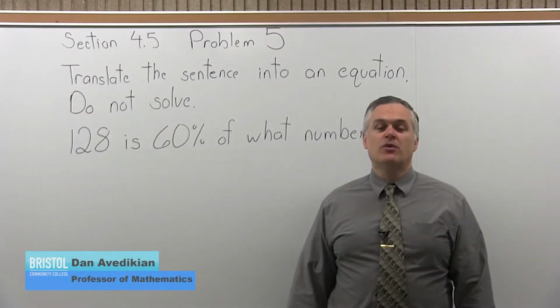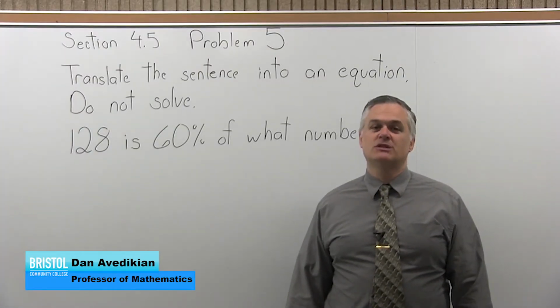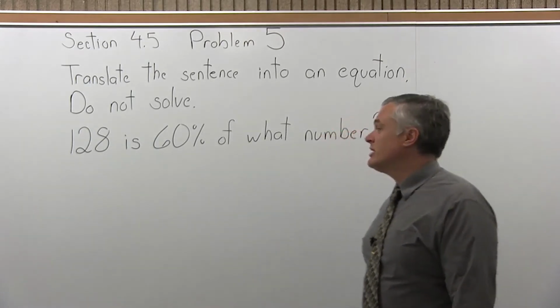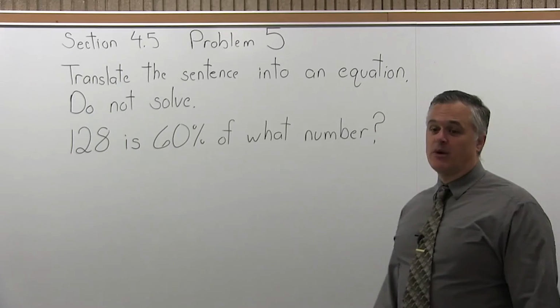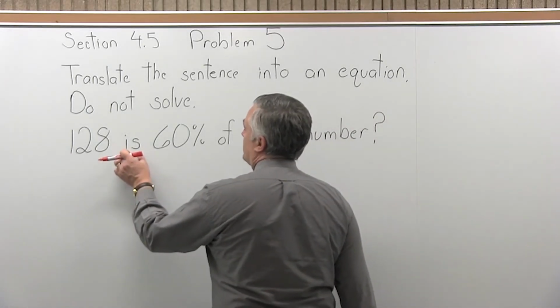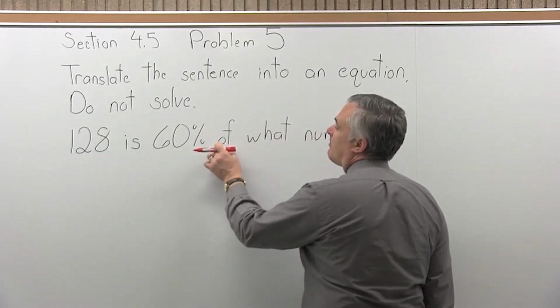This is Section 4.5, Problem 5. It says translate the sentence into an equation, do not solve. And we have 128 is 60% of what number? So when you make an equation, you want to remember is will become an equals, of will become a multiply.